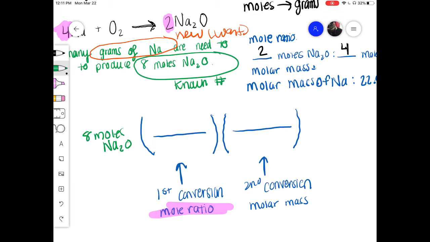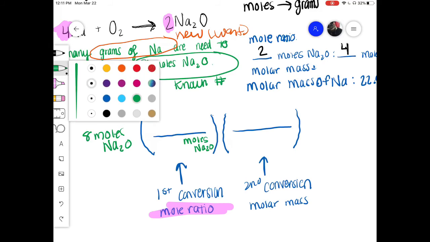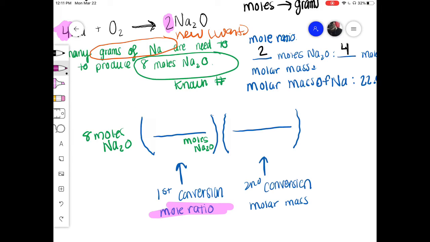We know that our old units are the units that we start with, which is Na2O. So we're going to go ahead and put that on the bottom because old units always go on the bottom. Our new units are going to go on the top, and I'm going to write those in pink. We have to convert to moles of Na before we can convert that into grams of Na. And so our new unit for our first conversion is going to be moles of Na. So it's a temporary new unit because it's not going to be our new unit at the end.